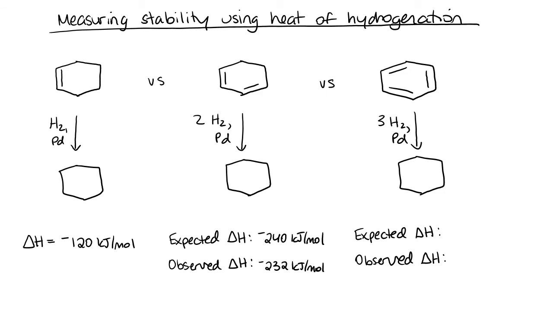Now, this number is slightly less, and the reason that this number is slightly less is the fact that we have conjugated double bonds here. So that conjugated double bond adds a layer of stability and decreases the potential energy of this molecule. So this number is slightly less due to conjugation, which lowers the potential energy of the molecule.